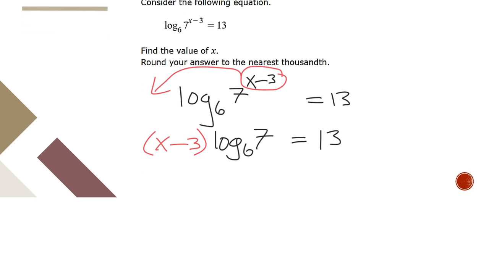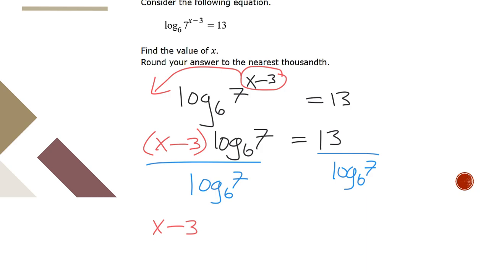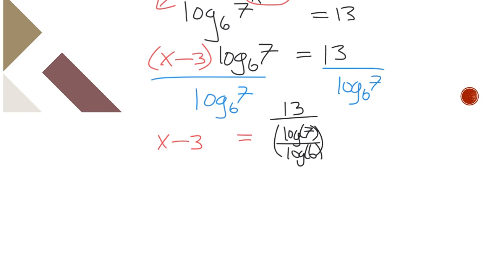Now, what we can do is divide both sides by that log base 6 of 7, and then we have this x minus 3 still here, which is equal to 13 over, well, we can rewrite this all as the log of 7 over the log of 6 using that change of base formula. We're just changing the base from 6 to log base 10.